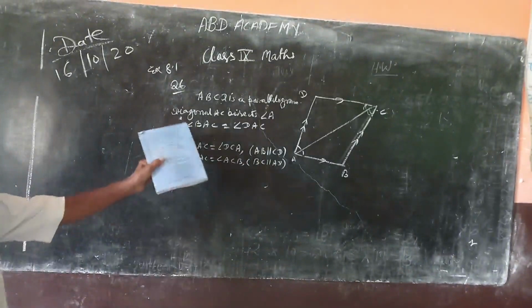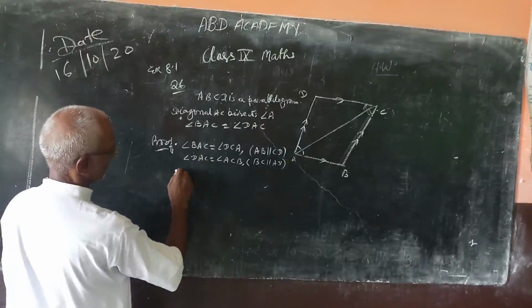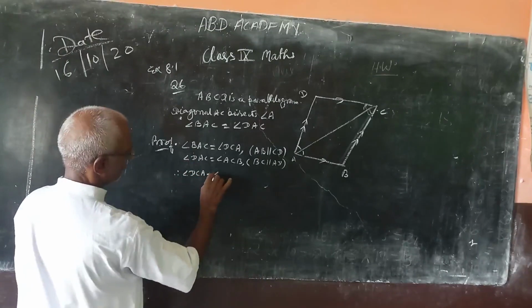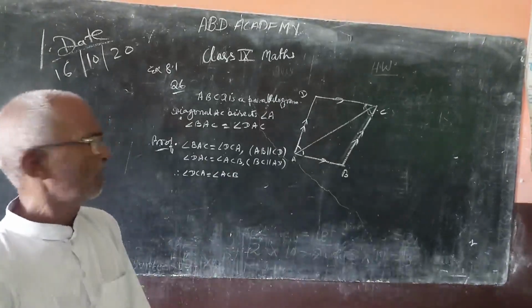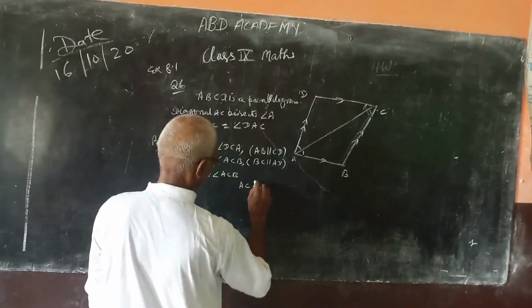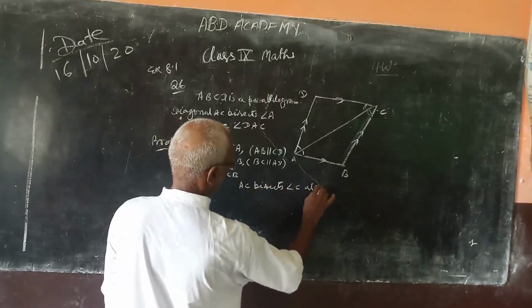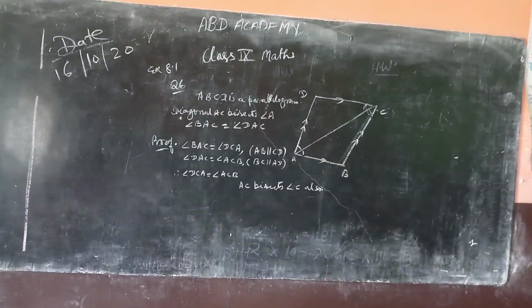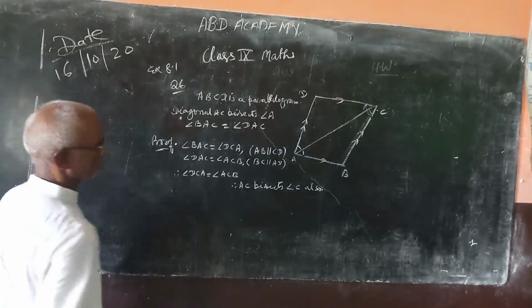But BAC is equal to DAC. This and this are equal. Therefore, angle DCA is equal to angle ACB, which means AC bisects angle C also. The first part of question 6 is proved. Therefore, AC bisects angle C also.